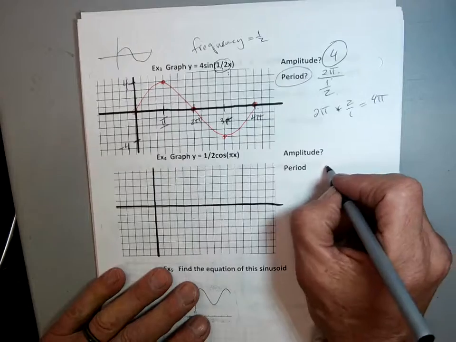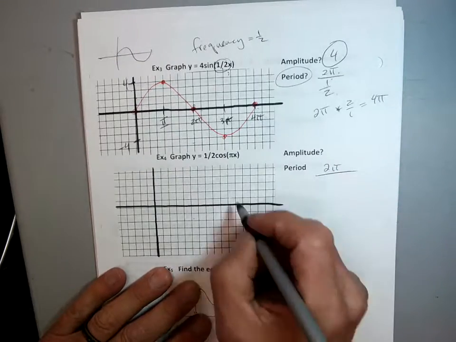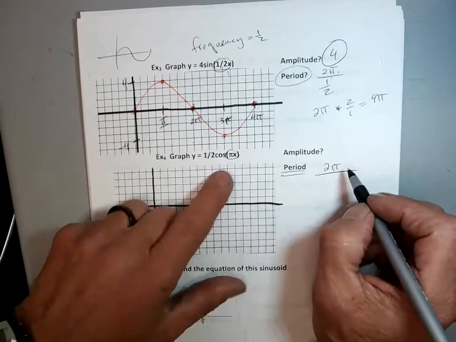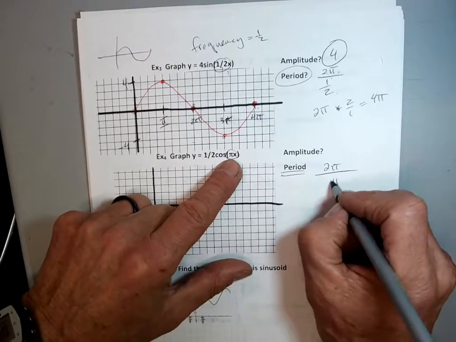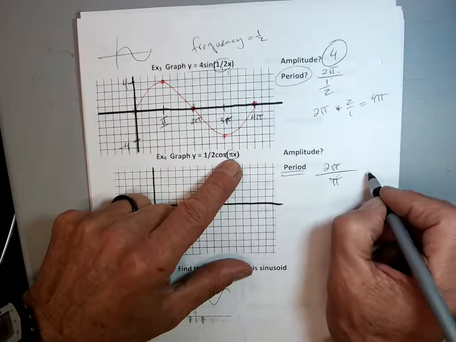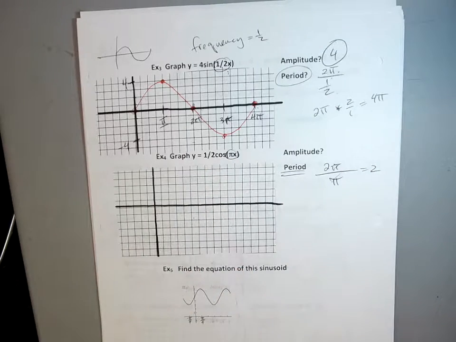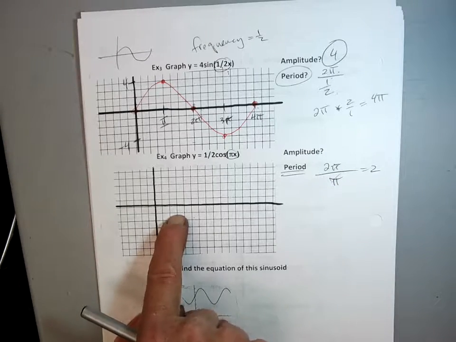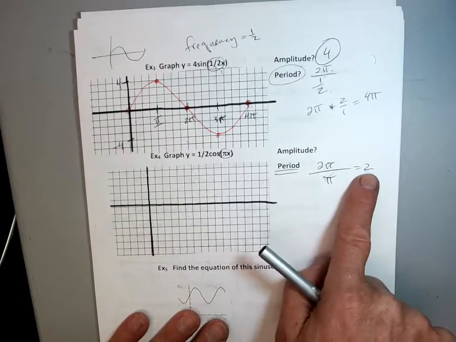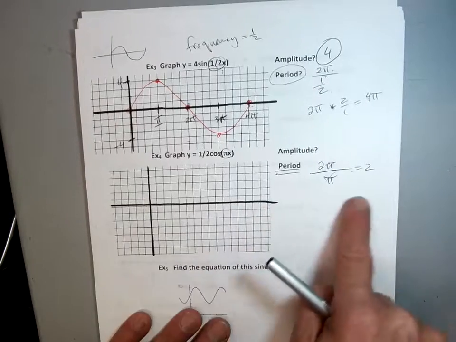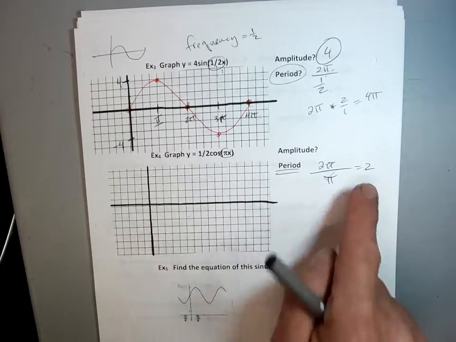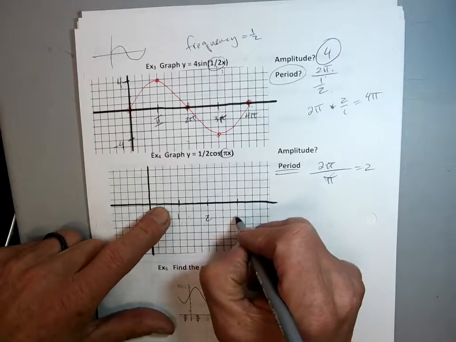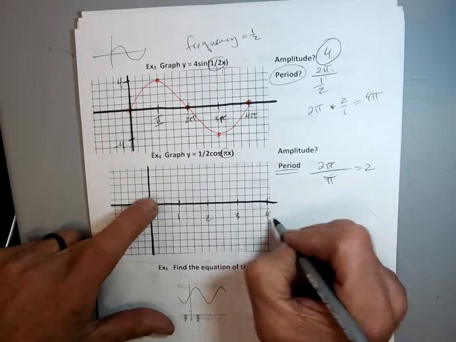I told you we're always going to go 2 pi divided by the frequency. So let's figure out the new period. Always 2 pi divided by my frequency, which is pi. In this case, the pi's cancel, and I get 2. Knowing that, I'm not going to go by pi or pi halves. I'm going to go by regular whole numbers, because my graph now has to have whole numbers. So I'm going to go 1, 2, 3, 4.